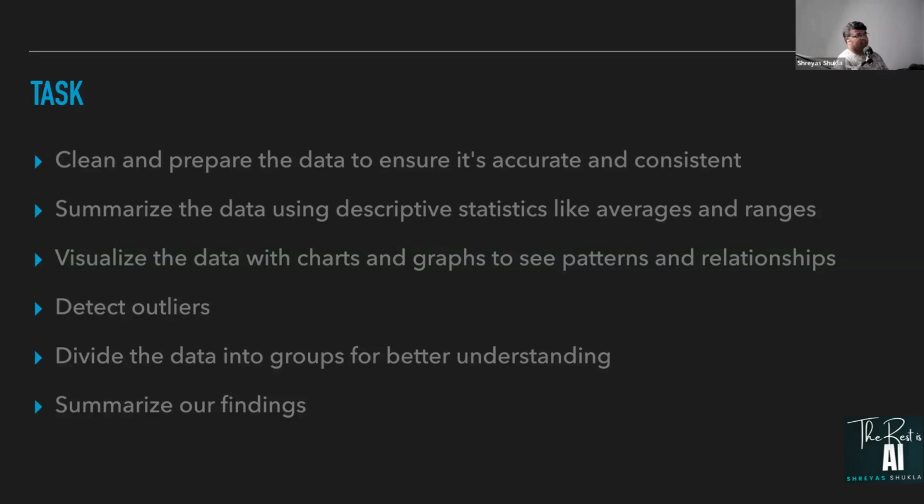Then we'll summarize the data using some descriptive statistics on, maybe, the amount of sales in a year or in a quarter, things like that. Maybe try to visualize some of the findings using some charts and graphs. This is what we're doing. And then we'll look at certain outliers, those are the data points that are not conforming to the trend of the other data points. Then we'll maybe divide the data into certain groups. We'll see that when we get there, and then summarize our findings.